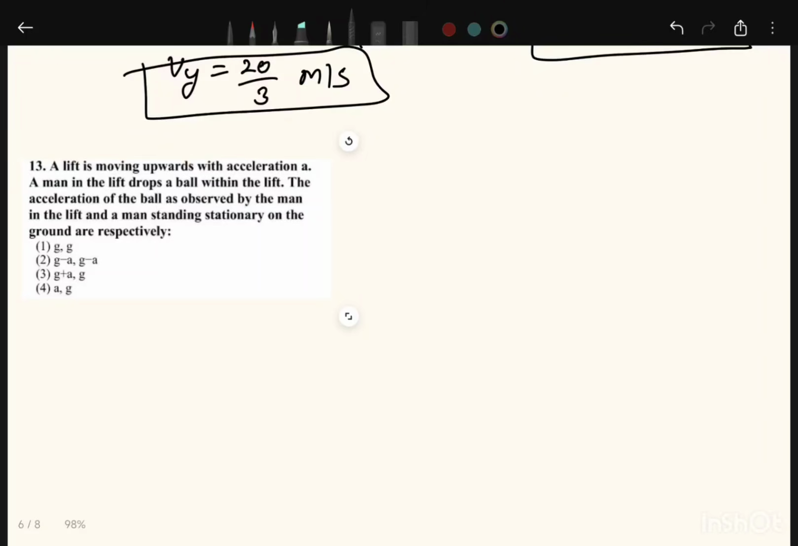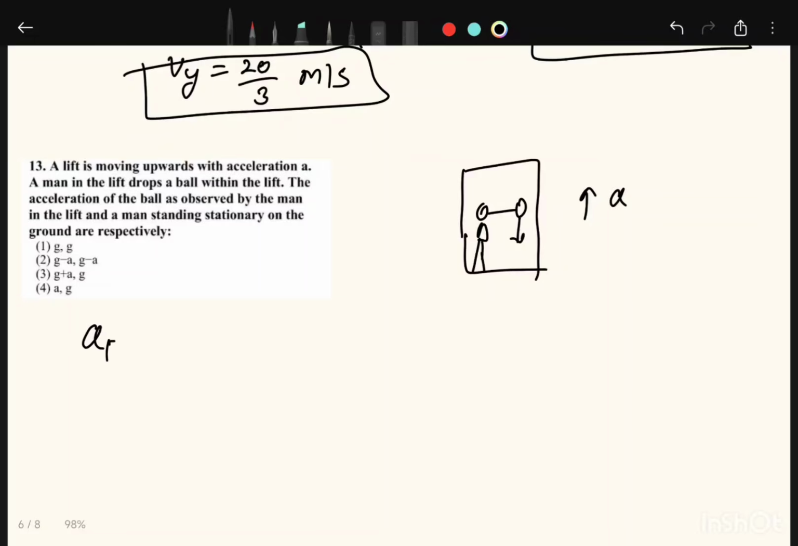Right. So you see, we are given a lift moving upward, right? So we have a lift. The lift is moving upward with acceleration a, right? A man in the lift, that is inside the lift, drops a ball within the lift. The man drops a ball within the lift. We have to find the acceleration of the ball observed by the man in the lift.